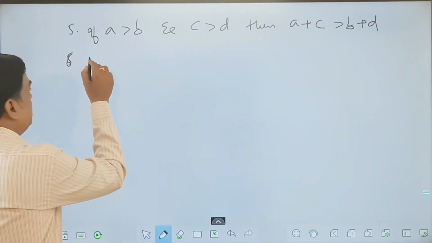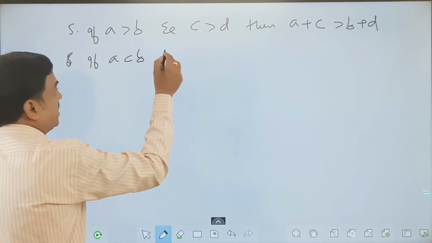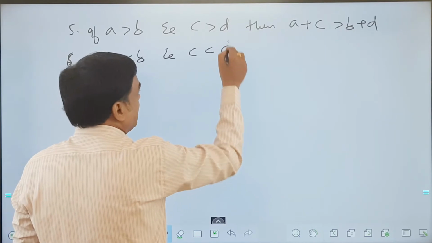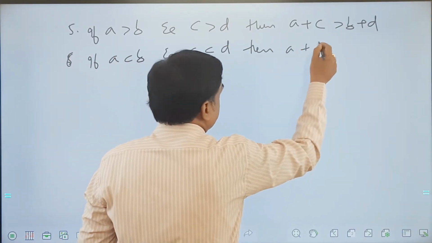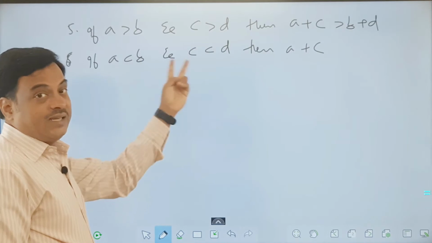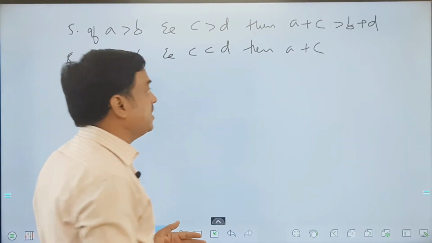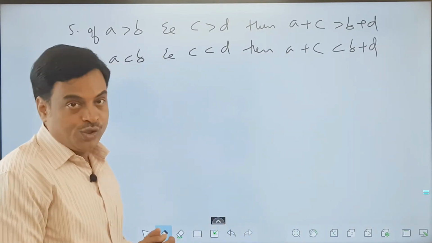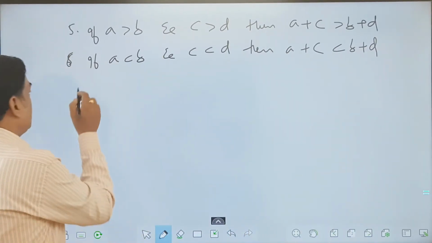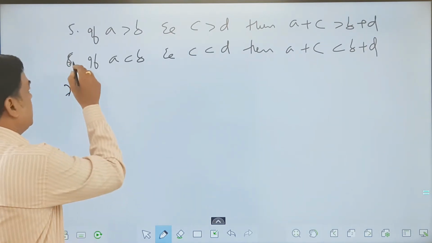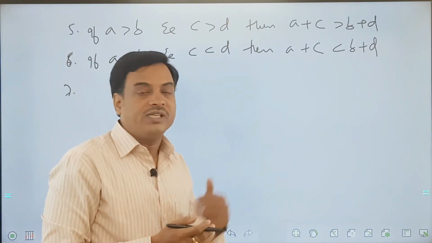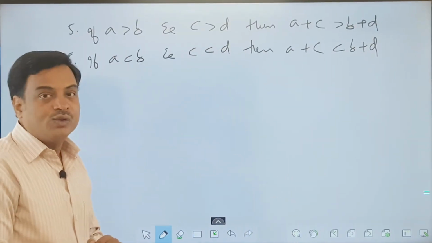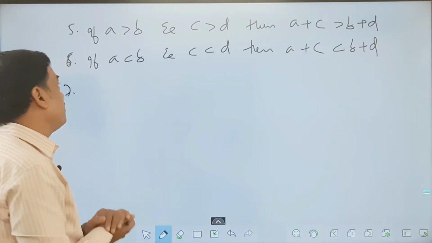Similarly, if A is less than B and C is also less than D, then A plus C, the sum of two small values, both smaller than the other variables, will definitely be less than B plus D. That is the conclusion I can consider for sure. Many times in data interpretation and other topics, these kinds of conditions can be useful for comparing the numbers or values given in a table or any data provided to us.